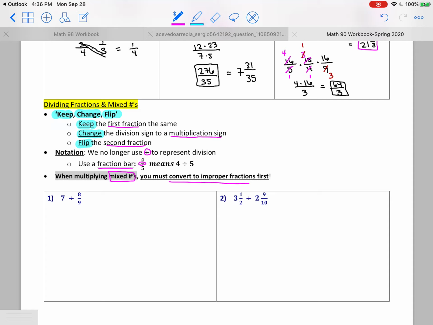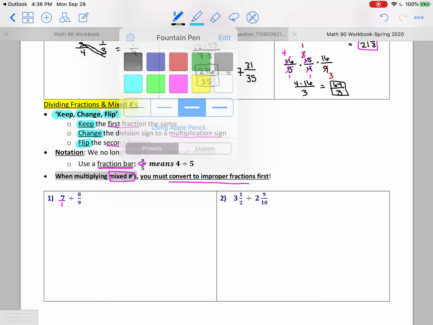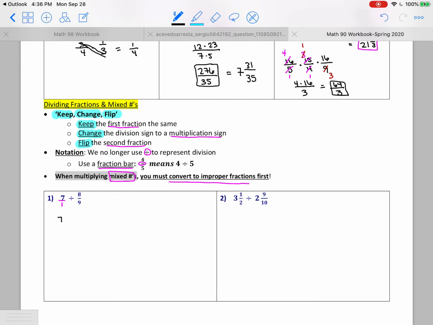All right, let's take a look at a couple of examples here. You notice in this one we have 7 divided by 8/9. Well, 7 is not a fraction yet, so we can put any number over 1, and it still keeps the same value, but it becomes a fraction. All right, so the idea is we keep the first fraction, so we'll do that. We're going to keep this. We're going to change the division sign to a multiplication, and we're flipping the second fraction.